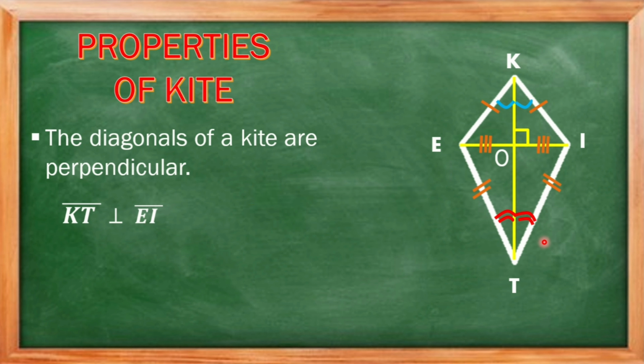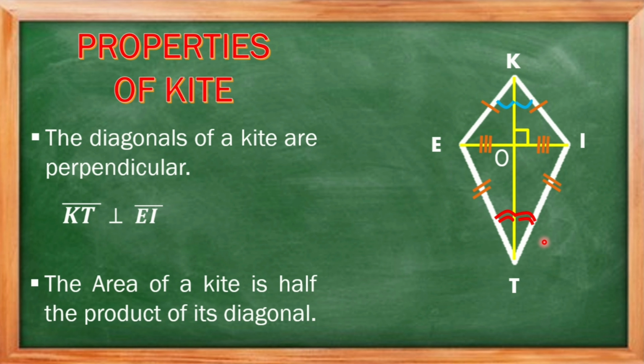Another property of a kite is that the area of a kite is half the product of its diagonals. Ibig sabihin, kung alam mo ang sukat ng mga diagonals ng kite, madali mo na rin masasabi kung ano ang area ng kite. Dahil ito yung formula niya. So, to find the area of a kite, all you have to do is to get the product of the two diagonals. Tapos, yung product nila, i-divide mo lang siya by 2. So, yun na yung area.